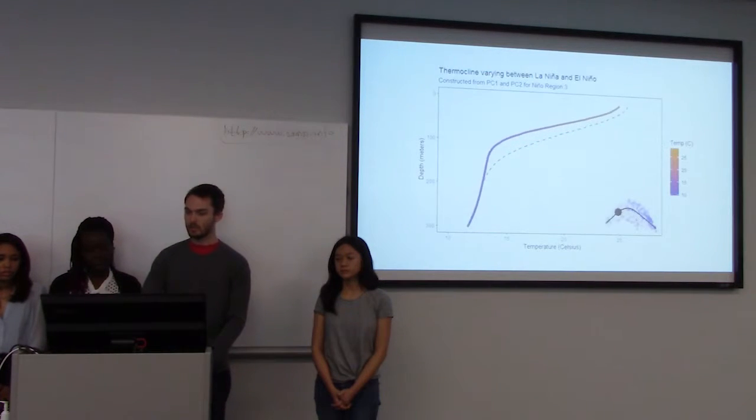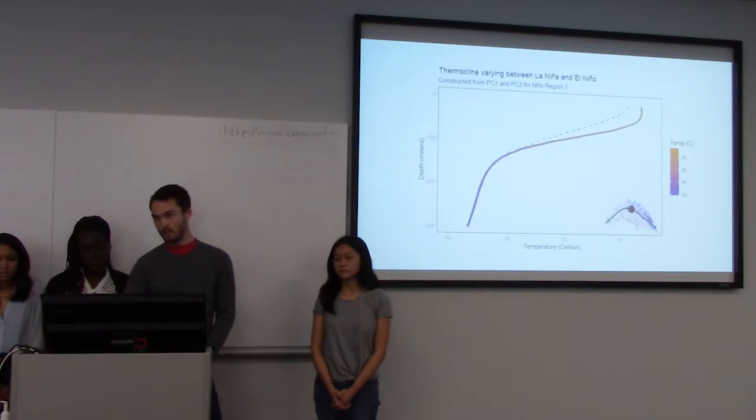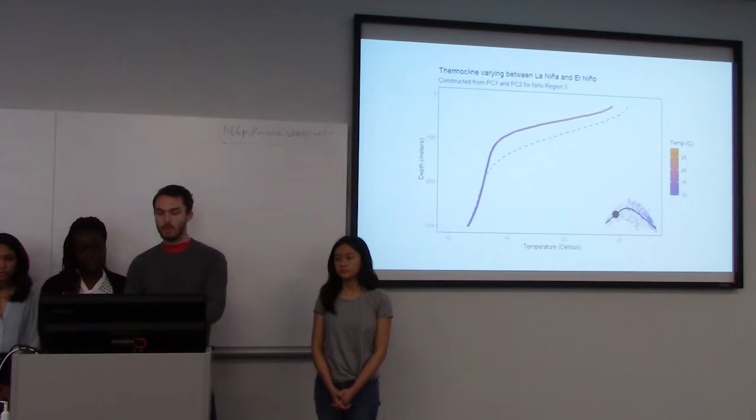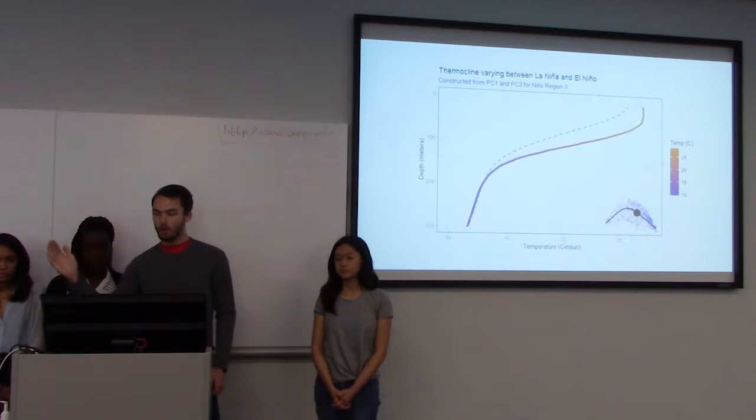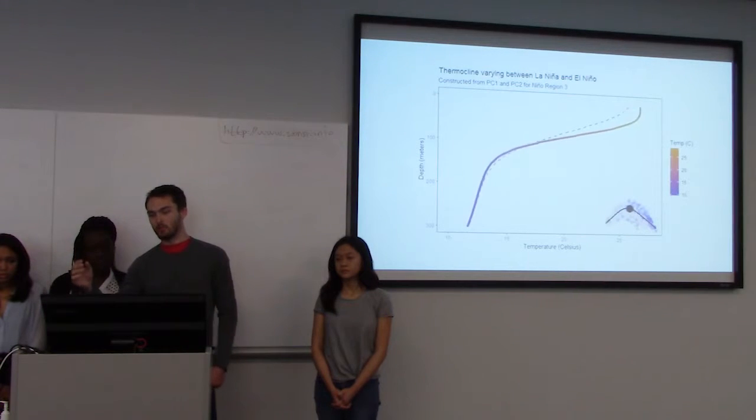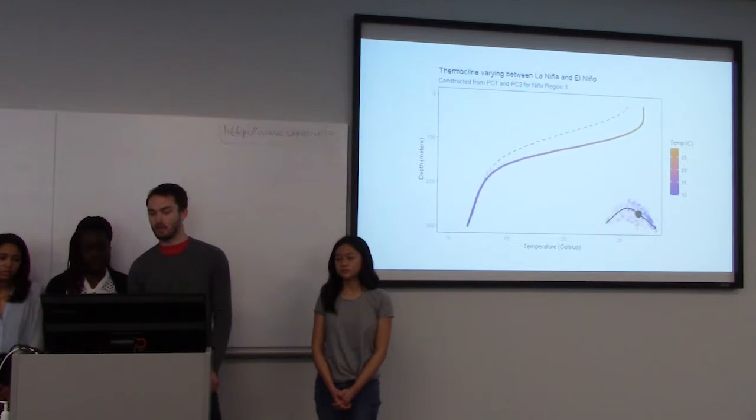And so this is what that looks like. On the bottom right here, we have a representation of where we are in PCA loading space. And then the main plot here is the actual profile. On the far right-hand side, we can see El Nino, which is when we have warm water that comes deeper. And on the left side, we have La Nina, where we have mostly cold water that comes up close to the surface, right?